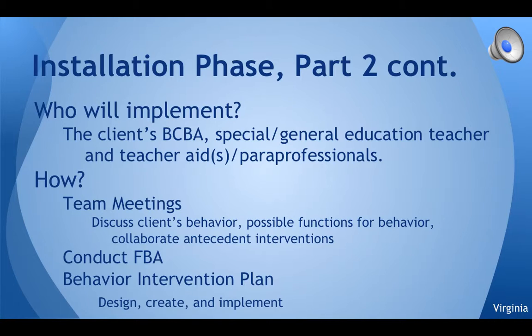The student's BCBA will lead the implementation of the intervention and train the student's general and special education teachers and any paraprofessionals who work directly with the student how to implement the intervention. The team will meet to discuss the student's behavior, the function of the behavior, and antecedent strategies. The BCBA will conduct an FBA to determine the exact function of the behavior and how to address the behavior. The BCBA will hold a meeting with the team to discuss the FBA and the data collected, the intervention plan, and how to implement the intervention.